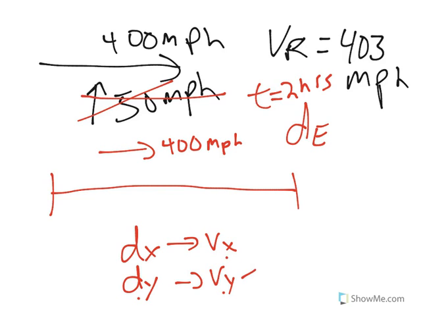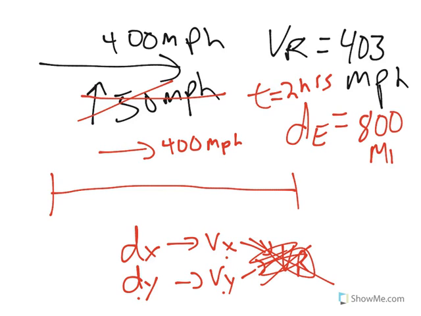Notice that neither of these can go to the resultant velocity. That's not the same thing. You can't do that. So it's got to go with either a velocity in the x or a velocity in the y. In this case, for our 2-hour demonstration, the distance east would be the distance in the x, and the 400 miles per hour would be the velocity in the x. So 400 times 2 hours. In 2 hours, this thing would have moved 800 miles east, because it would have gone 400 miles per hour east times 2 hours. 400 plus 400 is 800 miles.